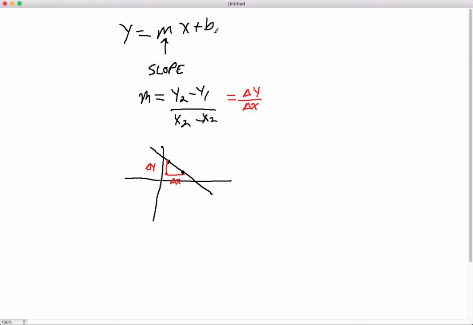The second thing we need to recall is that this number b comes with the ordered pair (0, b), more commonly known as the y-intercept, or many times referred to as the vertical intercept. It tells you where we cross the y-axis. With those two numbers, we can generate pretty much any line.